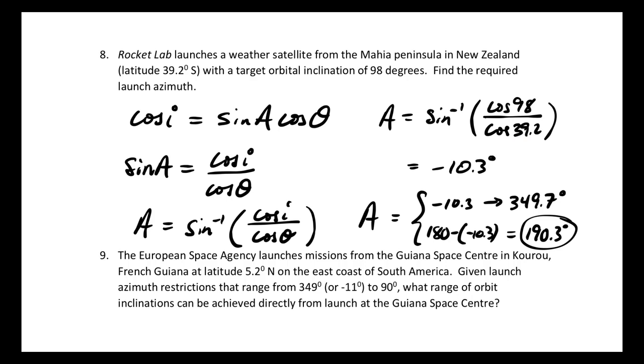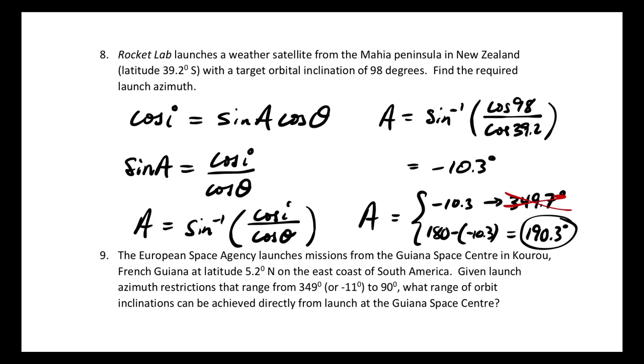You're going to get negative 10 degrees from the sine inverse because it's defined from negative 90 to positive 90. Now, an angle of negative 10.3 degrees in this context could be interpreted as equivalent to an angle of about 349 degrees if you measure positive angles, zero being directly north, all the way to 349, which is almost a complete circle. It's very north and a little bit west. But that one is not really an option because that launches right over the entire Mahia Peninsula in New Zealand.